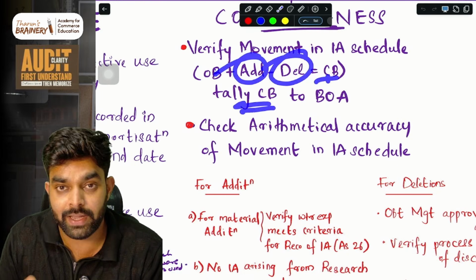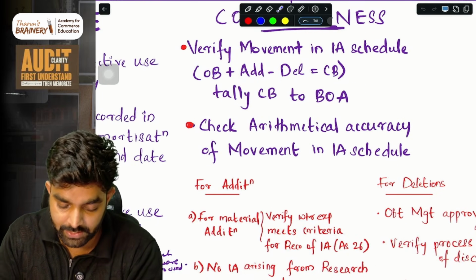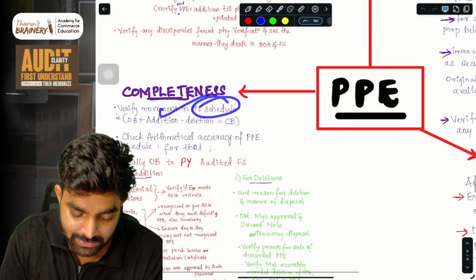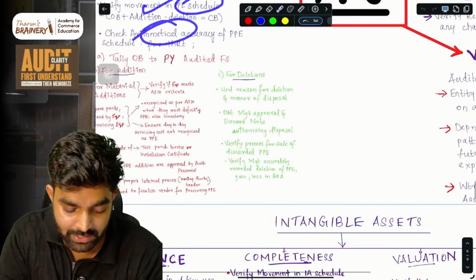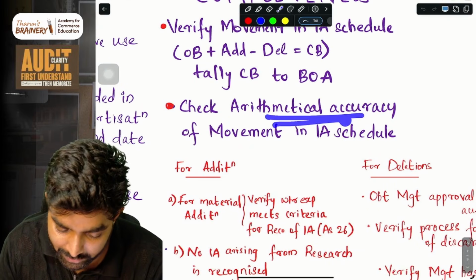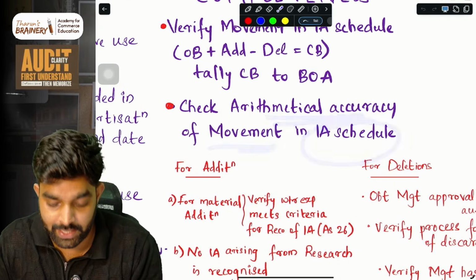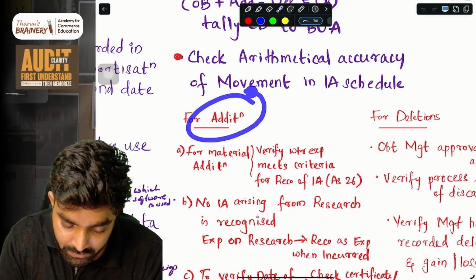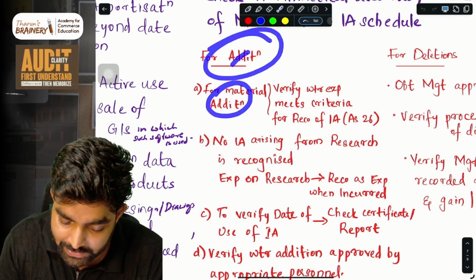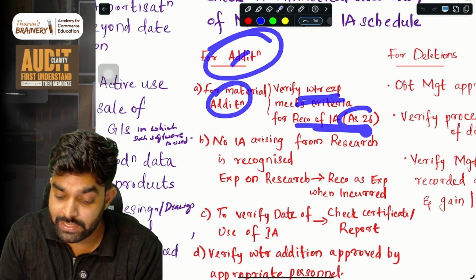Then tally the closing balance to the books of accounts. Then check the arithmetical accuracy, same point we learned here. In the intangible asset schedule, check the arithmetical accuracy, addition, deletion, everything, same, cut, copy, paste. Check the arithmetical accuracy of the movement in intangible assets calculation. So for that, first the opening balance. Then additions: for material additions, verify whether the expense meets the criteria of AS 26.